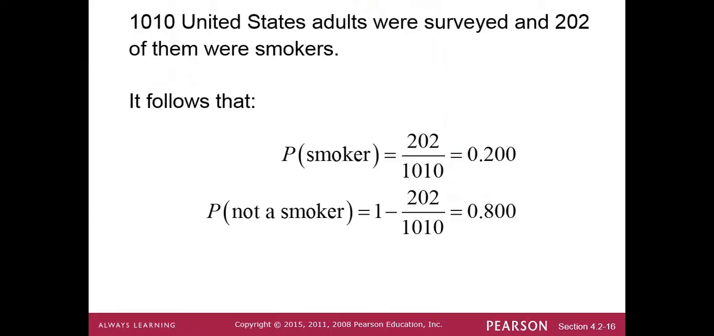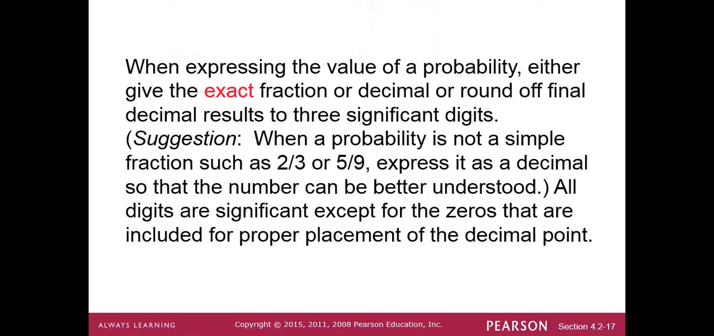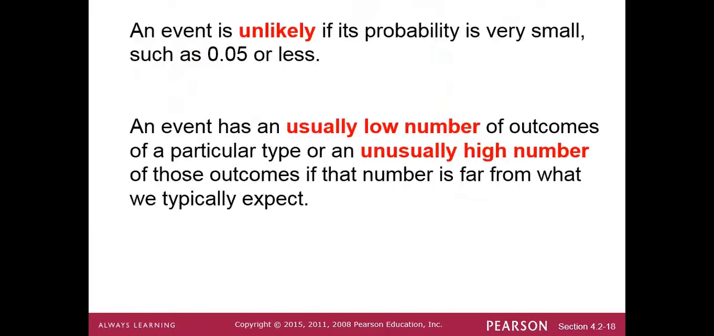And here again, if you found the chance of a smoker was 20%, the chance of finding somebody who was not a smoker would be 80%. Again, pay attention to round-off rules, particularly doing your MyMathLab homework. Read the directions, pay attention to those. Sometimes you're asked to give a fraction, sometimes a decimal. Again, if something is very unlikely to happen or unusual, it's going to be less than 5% of the time.